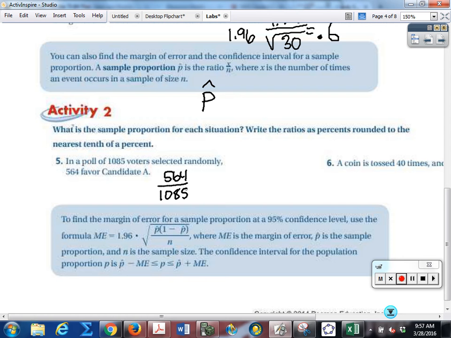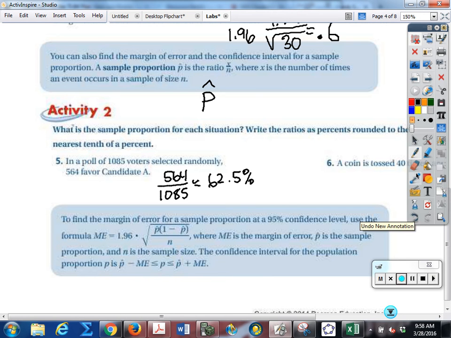So nearest tenth would be 5... 52. Sorry. 52.5. That's what I got right there. 52.0.